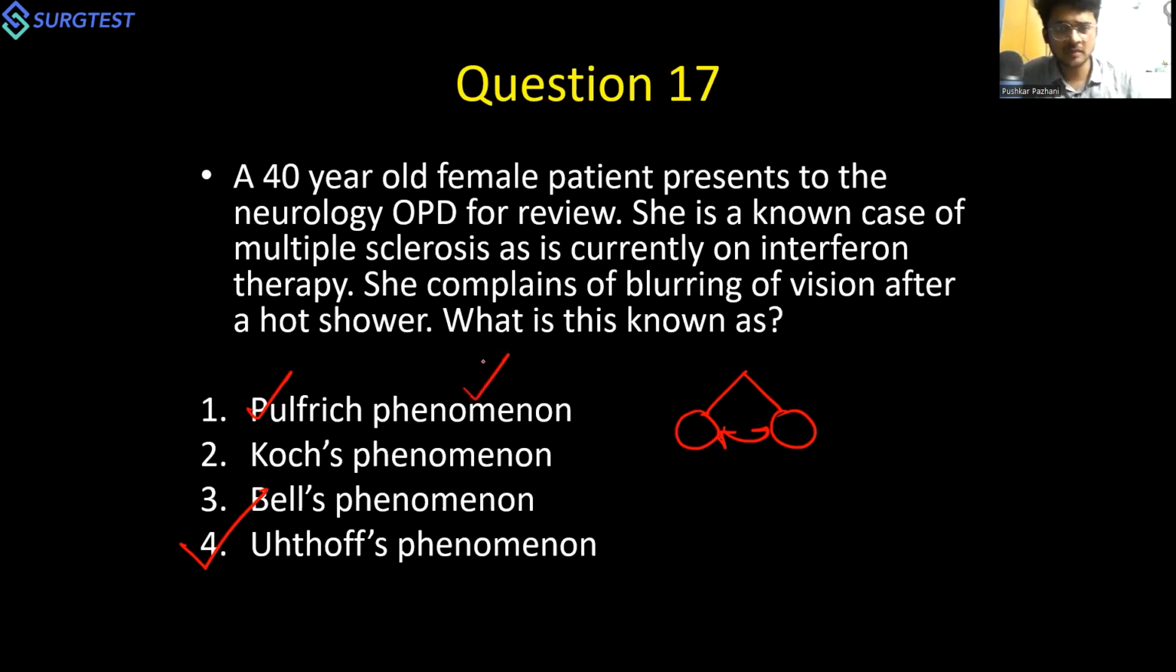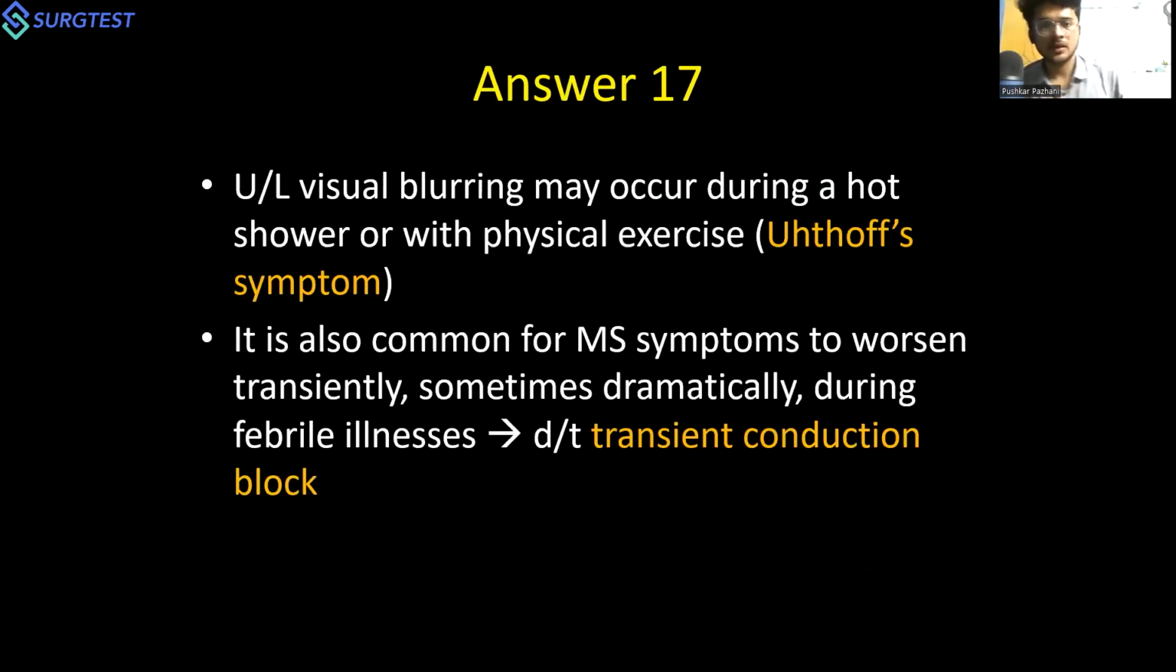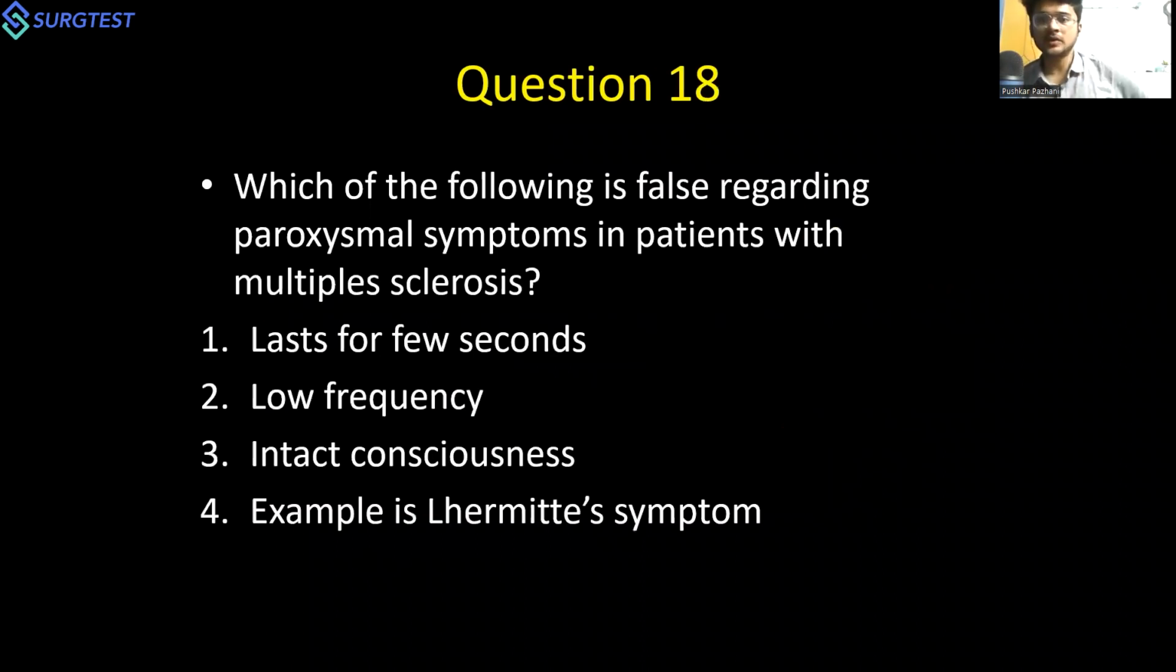Just remember, for Pulfrich phenomenon the keyword is depth perception, and Uhthoff's phenomenon is heat sensitivity. As we discussed, the underlying reason for this transient worsening in Uhthoff's phenomenon is a transient conduction block because of increased ambient temperature. Great, we'll go to question number 18.